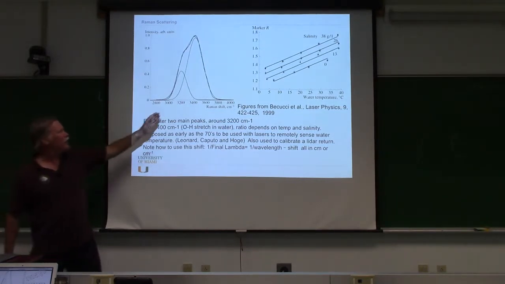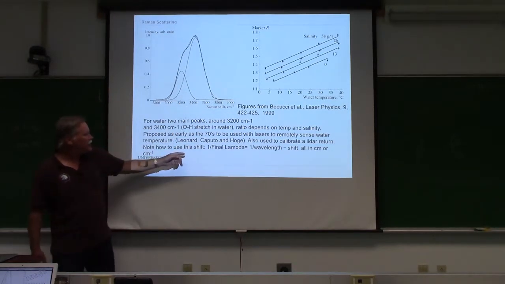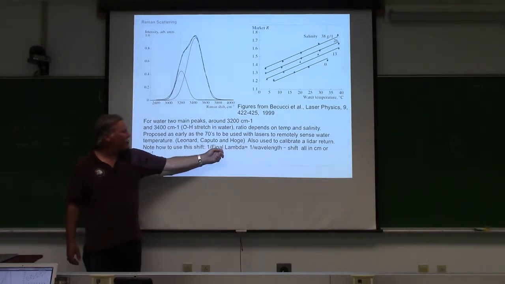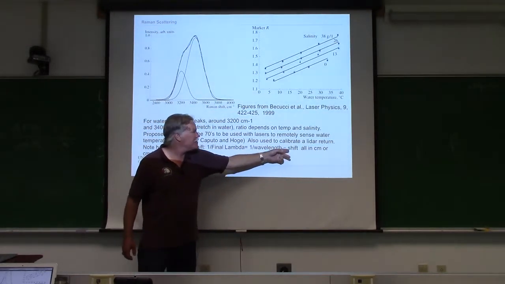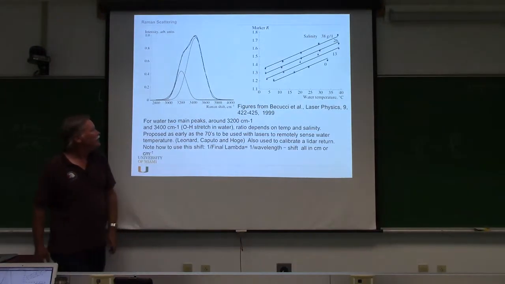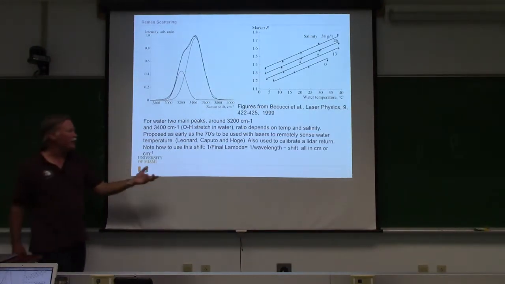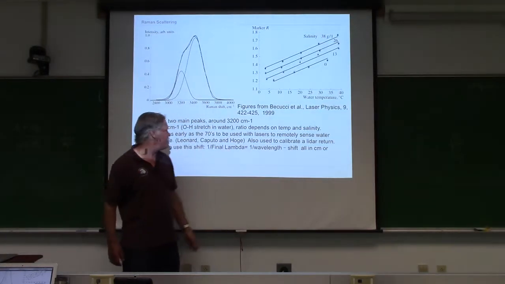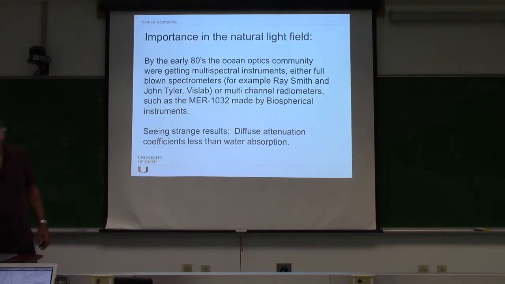The way you use this Raman shift in inverse centimeters is basically one over the final wavelength is equal to one over the original wavelength minus that 3200 or 3400 inverse centimeters. So you have to convert your wavelengths to centimeters, and that will give you the shift. It works in the natural light field.